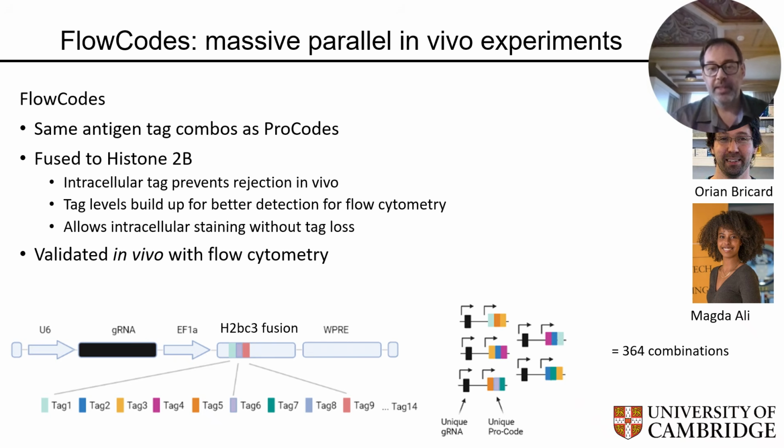We're cloning them into a retrovirus, and now we're fusing them to an intracellular protein, histone 2b. The advantage of fusing to histone is that it becomes an intracellular tag. It prevents rejection when you're transferring the cells in vivo. The tags build up to much better levels for detection by flow cytometry, and you can also have intracellular staining without losing the tags, because the tags are really fixed onto the genome through fusion to histone. And we've now validated this approach in vivo with flow cytometry.